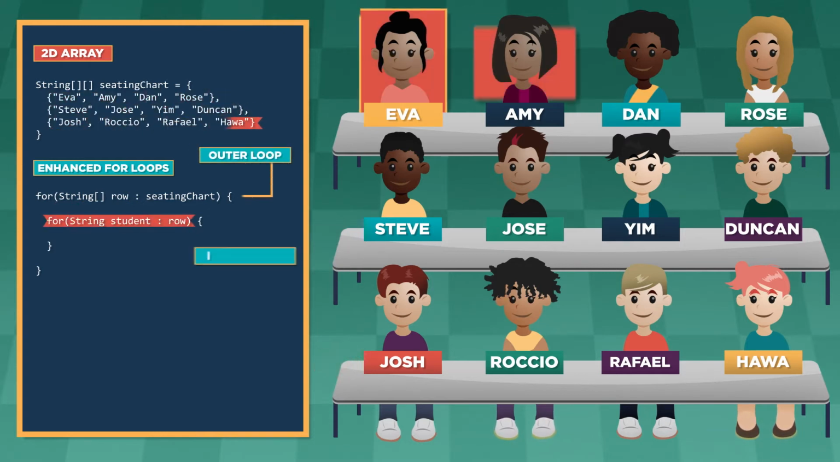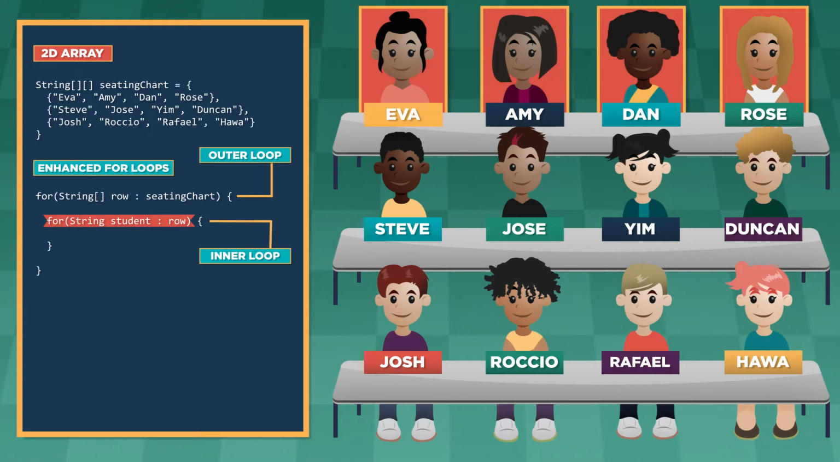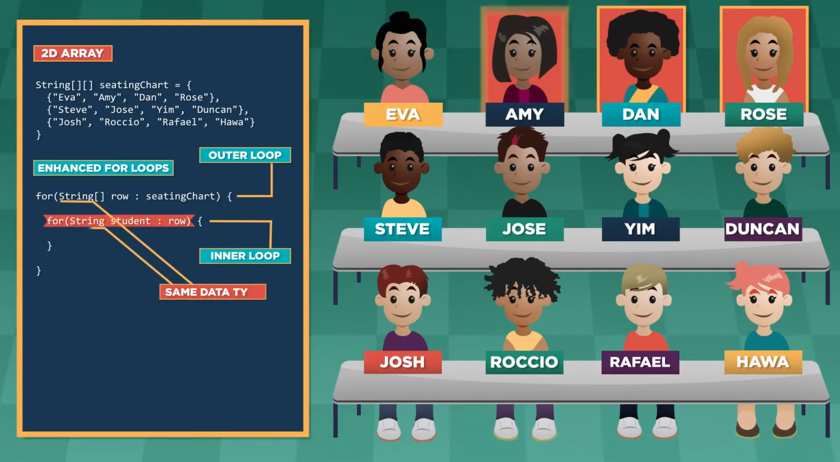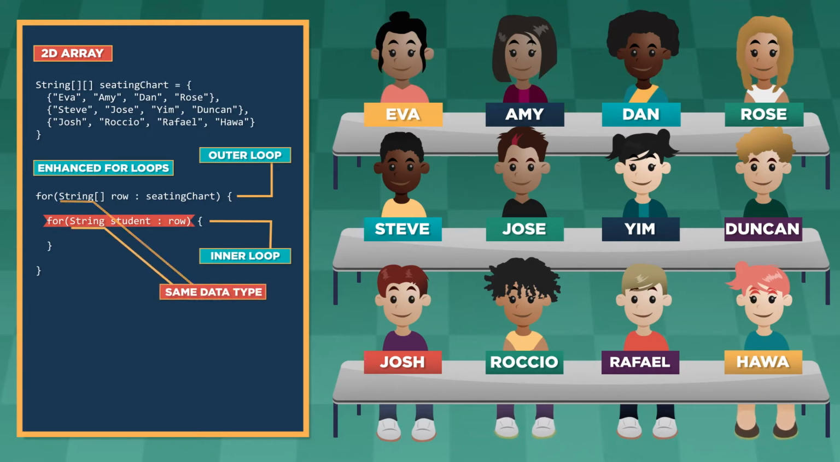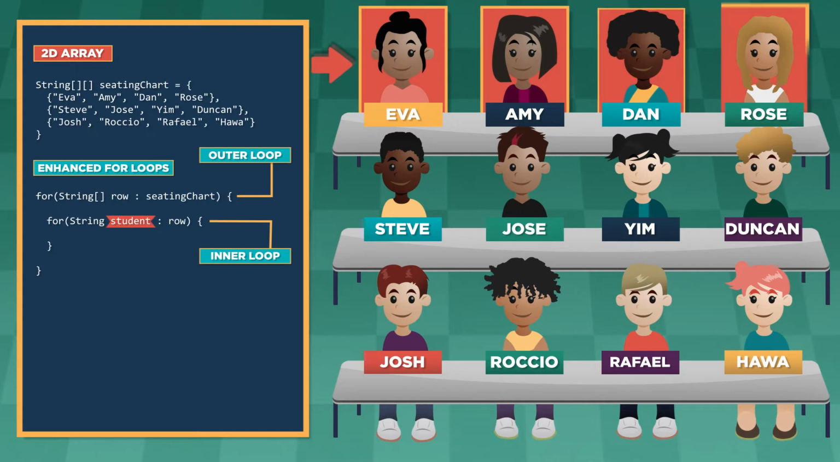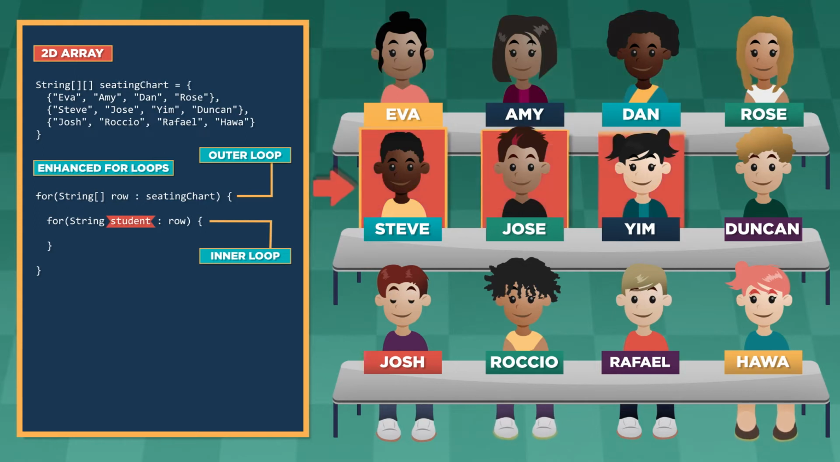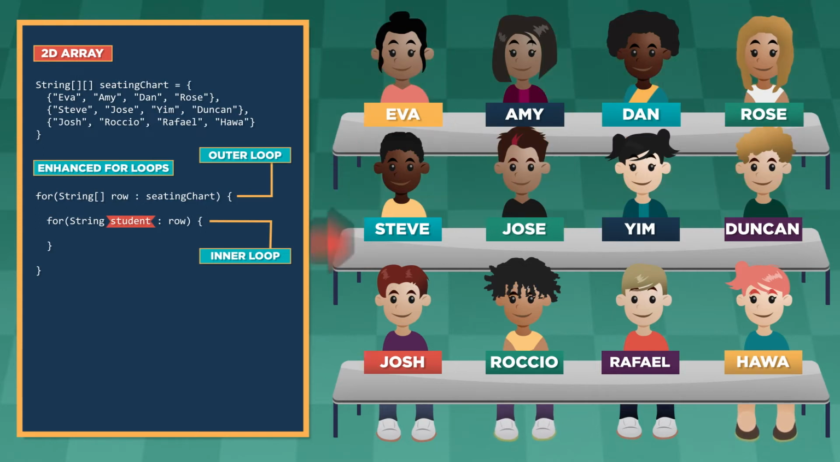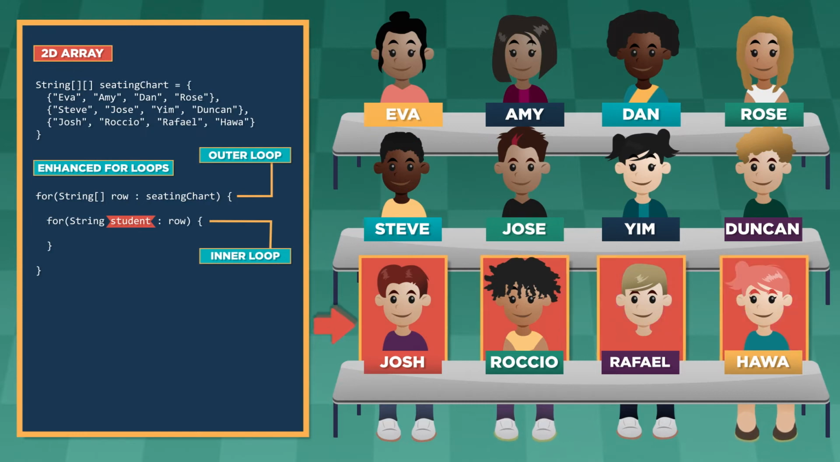The inner loop represents traversing each student in our row. It needs to use the same data type as our outer array, and it needs to traverse through the same variable we used in our outer array. This loop uses a student variable to traverse each student in our row. As the loop runs, it moves through each element of the array.